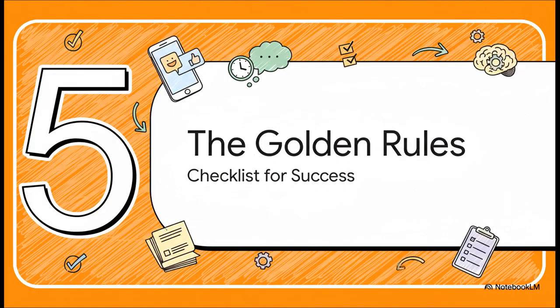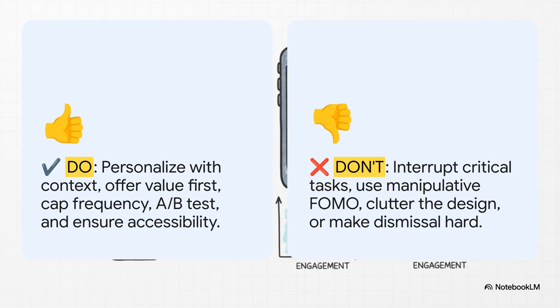Okay, let's bring this all home. We've talked about the tools, the psychology, the timing. Now it's time for the golden rules. Think of this as your simple go-to checklist for getting it right every time. On the do side, it's pretty straightforward. Always personalize, cap that frequency like we just talked about, and make sure you're offering real value first.